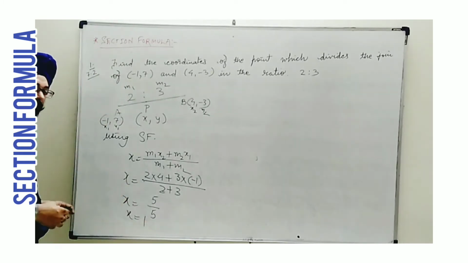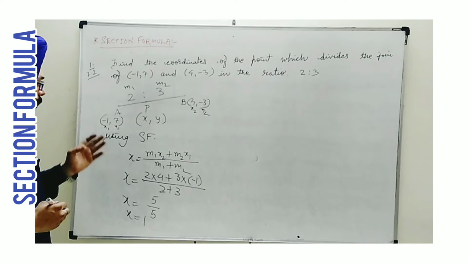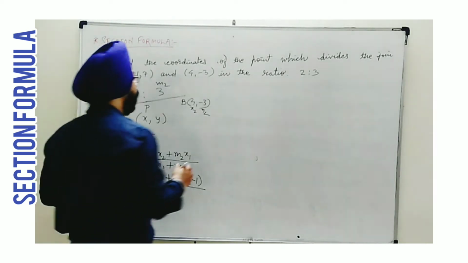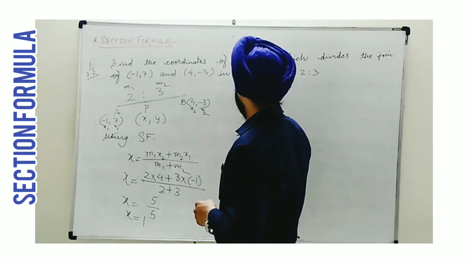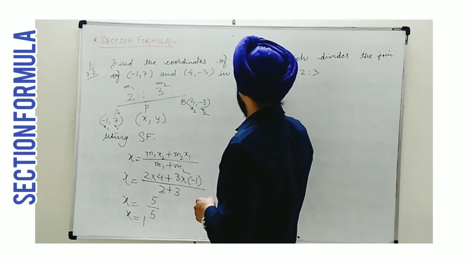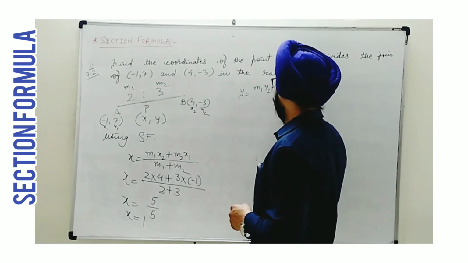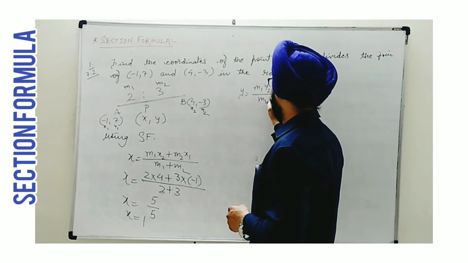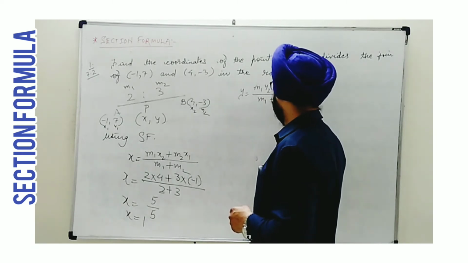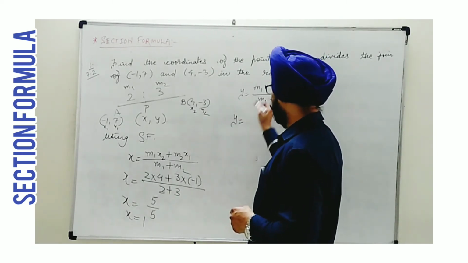Value of x we have obtained as 1. Now we go for y. What is that? y is equal to m1 y2 plus m2 y1 upon m1 plus m2. Taking the values, y remains as it is.